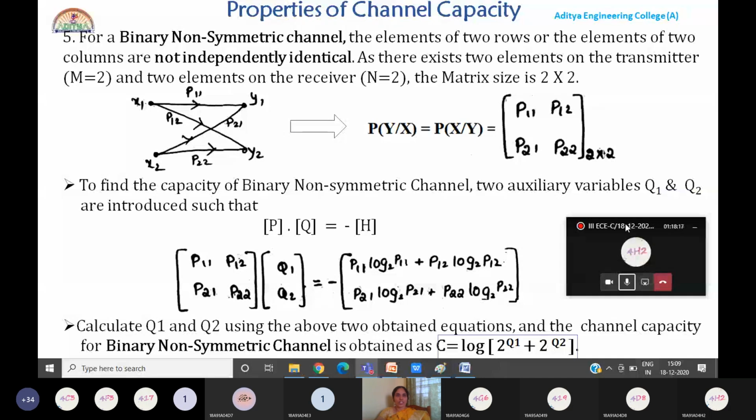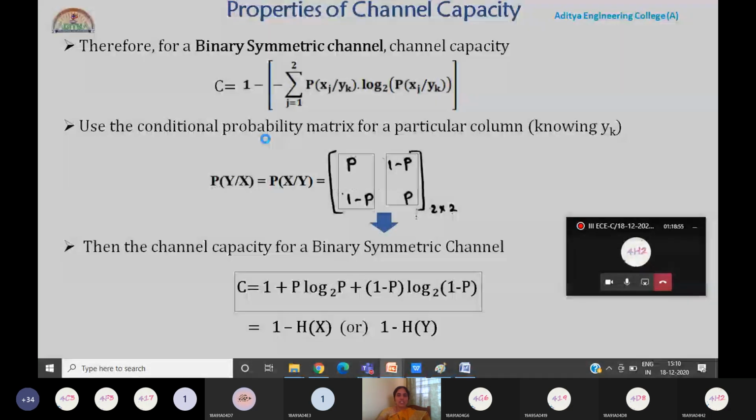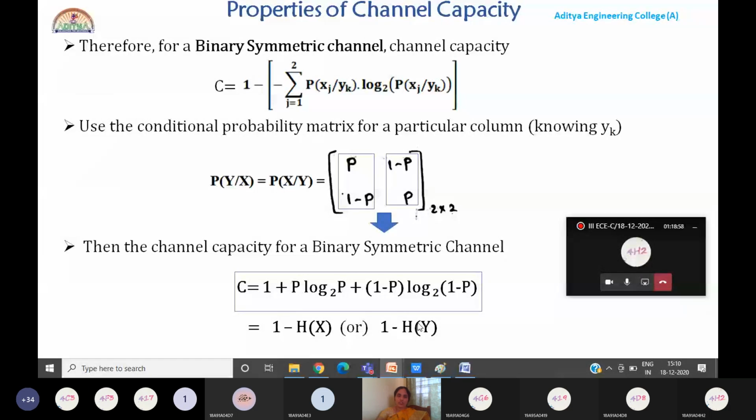And what is the third property? For the third property, we considered symmetric channel and we obtained the channel capacity as log m base 2 minus h of x by yk, because summation k is equal to 1 to n, p of yk is 1. And similarly, as a fourth property, what is the fourth property? We considered the channel capacity of binary symmetric discrete channel. What is the channel capacity? C is equal to 1 minus either h of x or h of y.